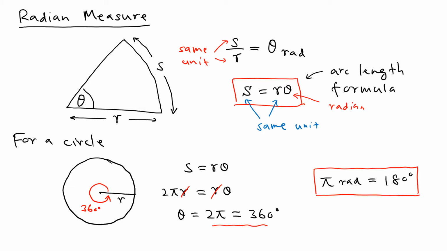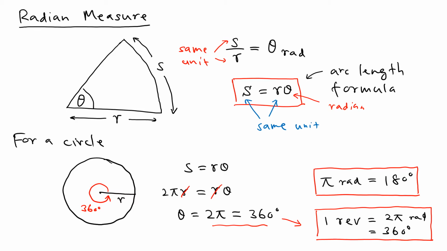And also, this result you can write another way, because you can see this is just one turn. Sometimes we also call it one revolution. One revolution is equal to 2 pi radian, or 360 degrees. This is another formula that we're going to use later. So one revolution or one turn equals 2 pi radian or 360 degrees.